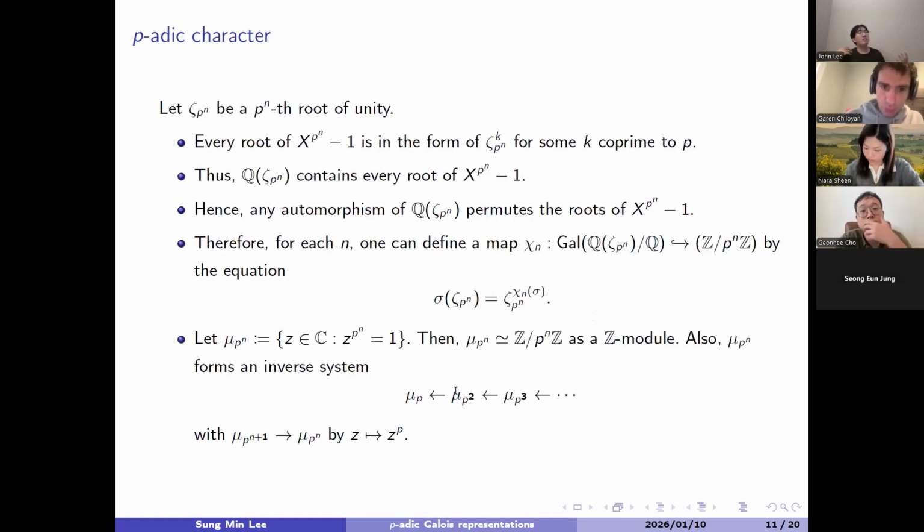Okay, so I think I've given enough of an idea of all these p-adic integers, Qp, and so on. Now we're going to see some applications of the p-adic numbers. One of the most useful applications, I think, is a p-adic character. So let zeta_{p^n} be the p^n-th root of unity. Then every root of x to the power of p^n minus 1 is of the form zeta_{p^n} to the power of some k, with k coprime to p.